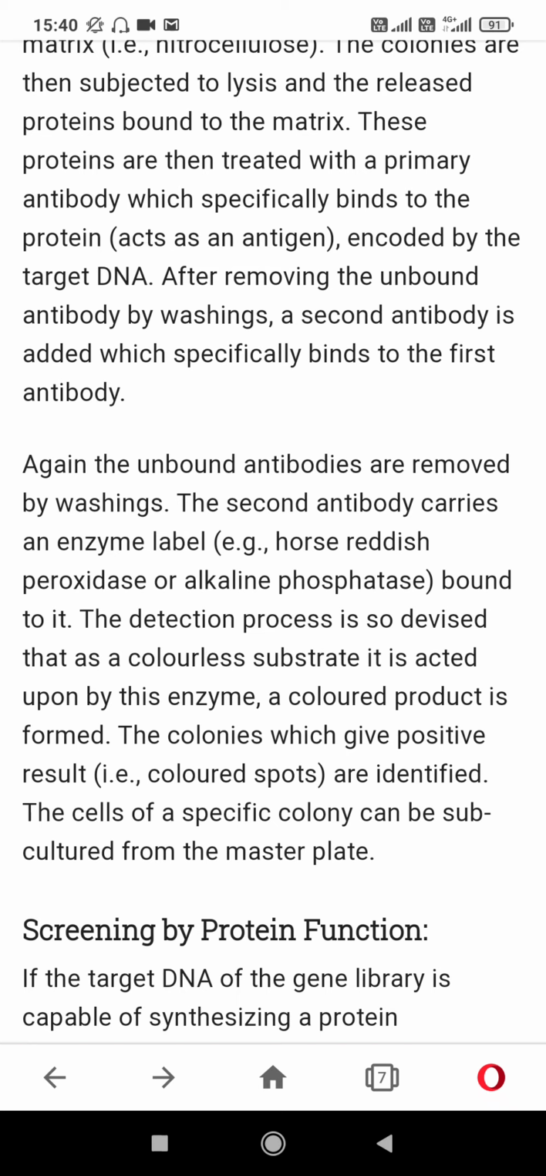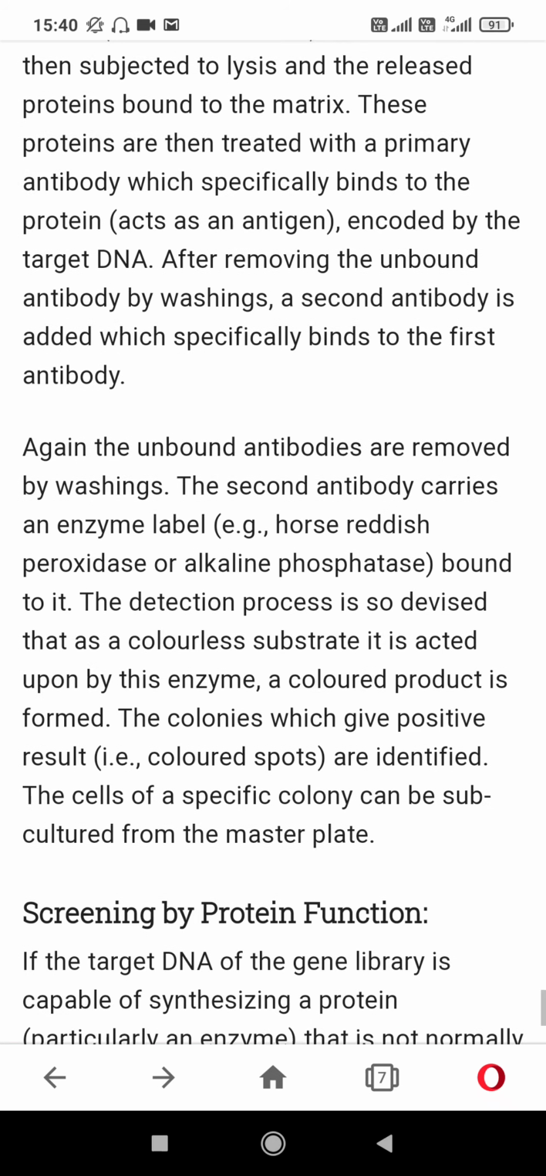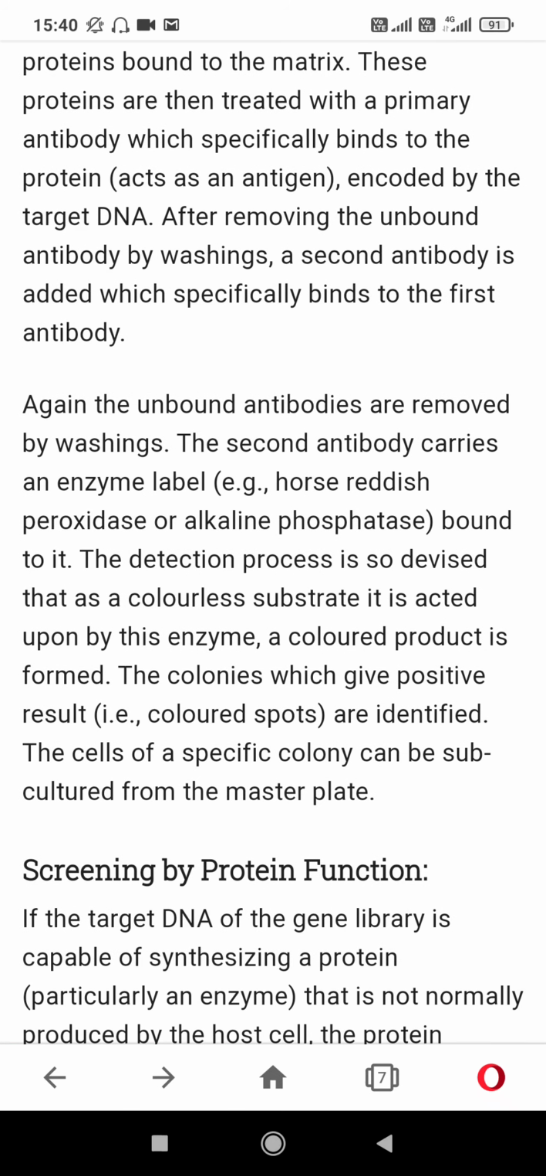That means if the suitable substrate is given and if there is an enzyme for that substrate, then obviously it will react with that substrate and bear a colored product. The substrate is generally a chromogenic substrate which will bear color. I will give you the examples later on.